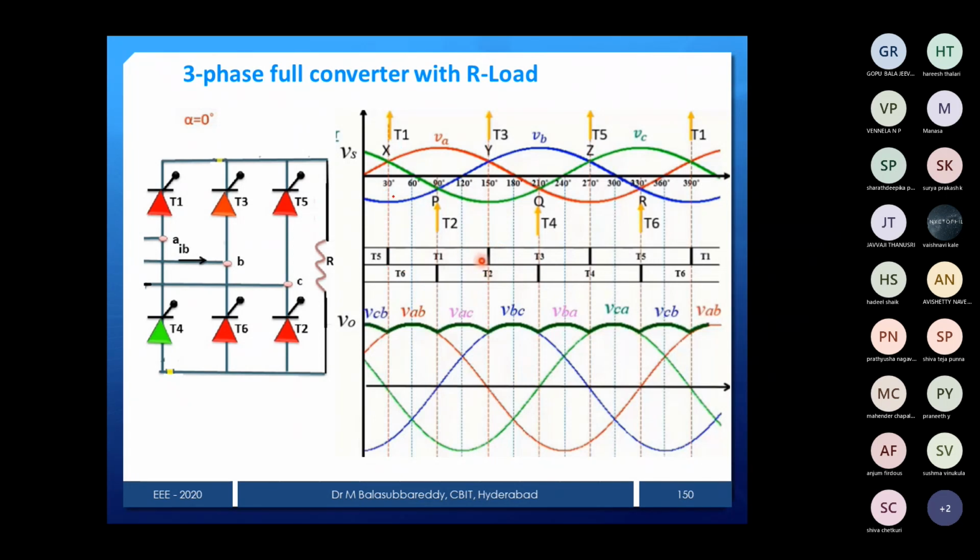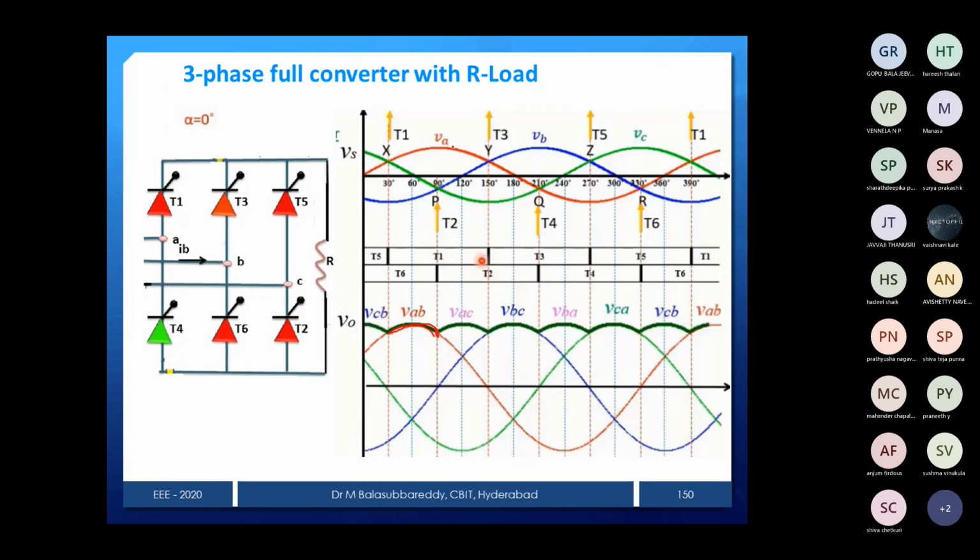Then according to this, A is more positive and B is more negative, and that's why your output will be AB. Then how long do you have to check it? Every 30 degrees you can check it. Here you can see still AB: A is more positive, B is more negative. Again, A is more positive and B is more negative from this point onwards.